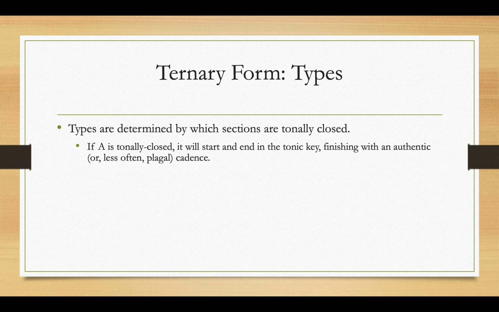So if the A section is tonally closed, especially since the A section is going to be in the tonic key, we're talking about an A section starting and ending in that tonic key and finishing with an authentic cadence most of the time.